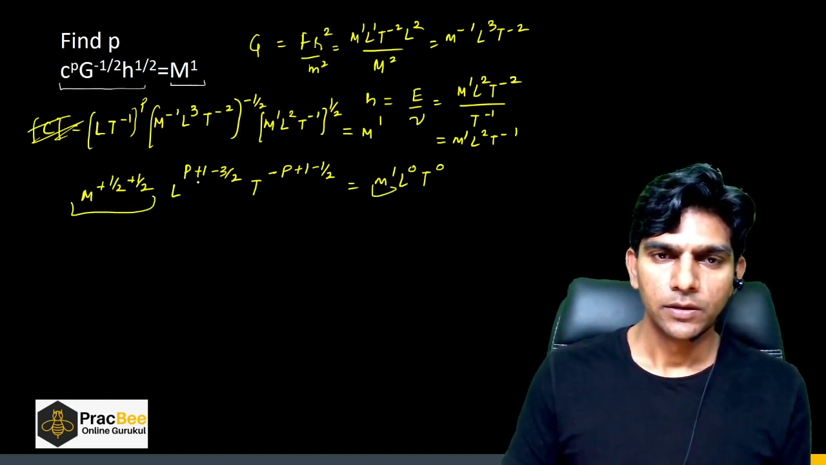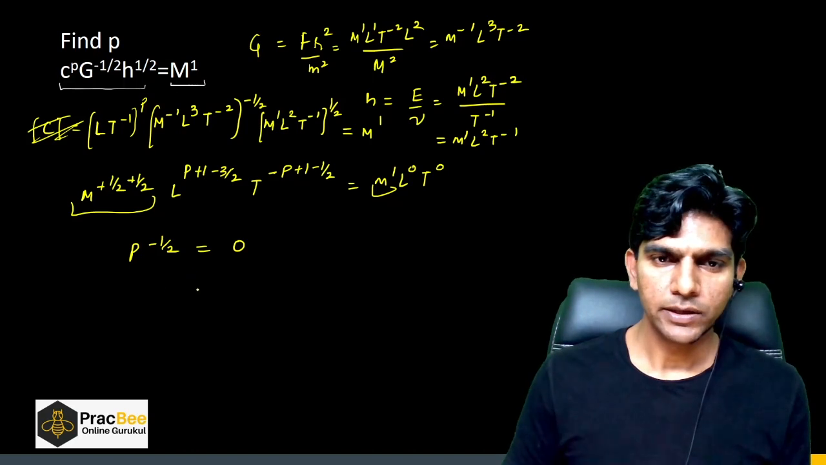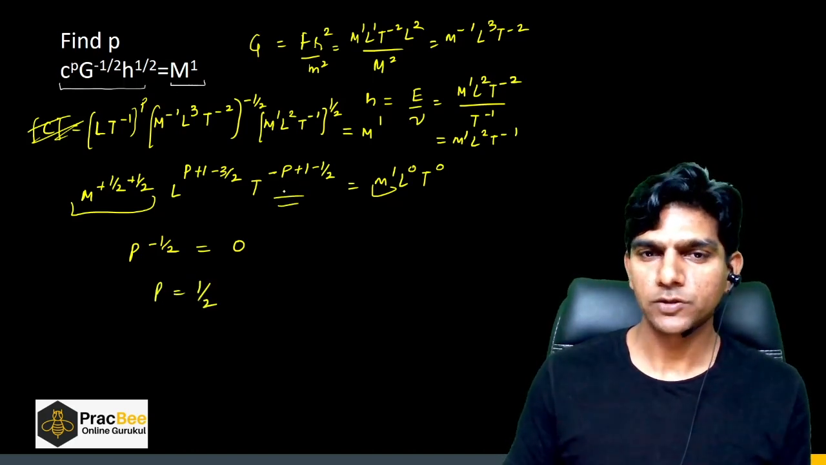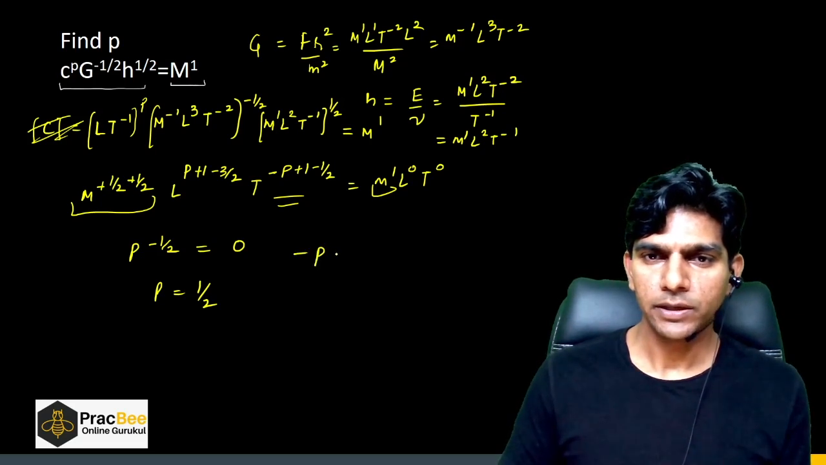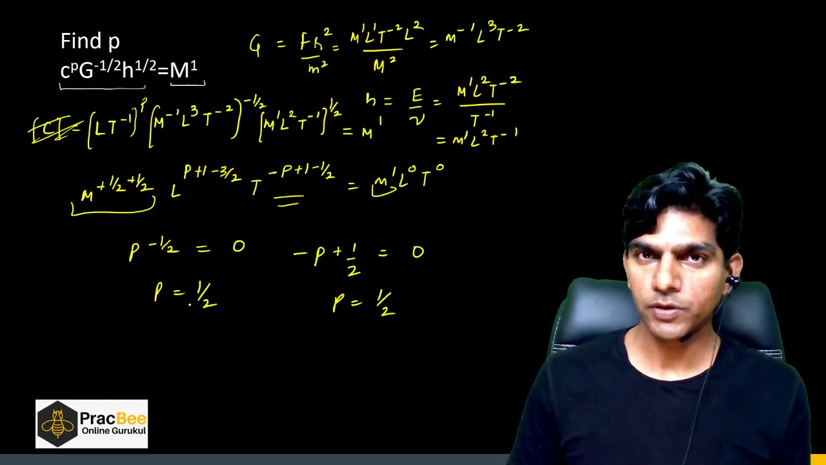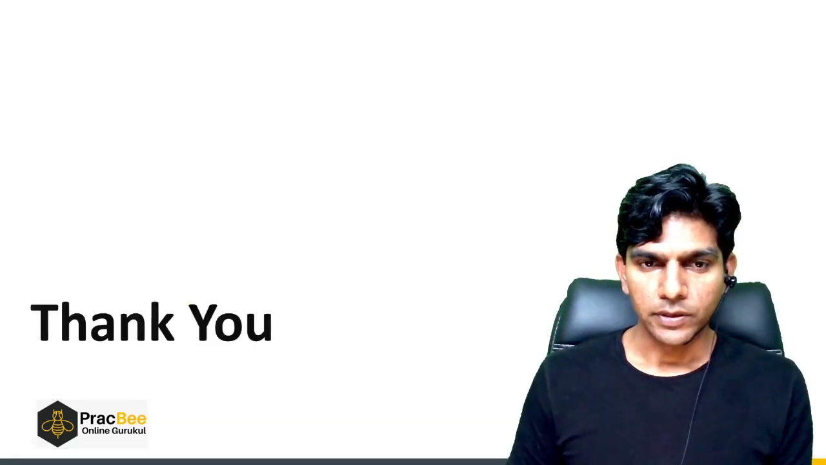That is okay. Now the power of L, that is p minus 1 by 2, should be equal to 0. So p has to be 1 by 2. Let us check for the exponent of time. So minus p plus 1 by 2 is equal to 0. So p comes out to be 1 by 2. Yes, so the answer of this question will be 1 by 2, right?